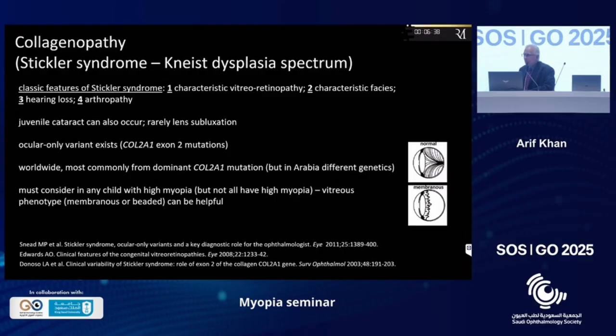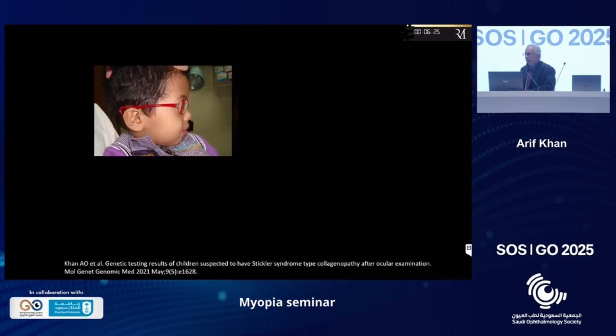Again, this is a normal vitreous. This is the membranous vitreous that's classic for collagen 2A1 mutation. It's virtually pathognomonic. And then the beaded one, typically collagen 11A1 mutation. Again, someone comes in with flat face, hearing loss, high myopia. It's not hard to suspect Stickler syndrome, but they don't always come in like this.